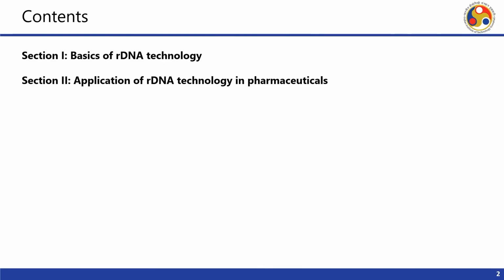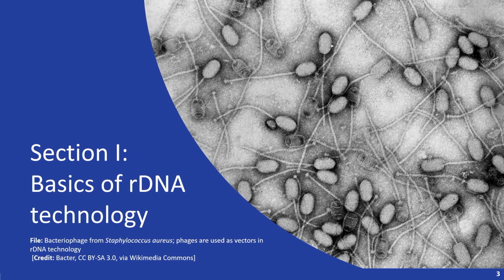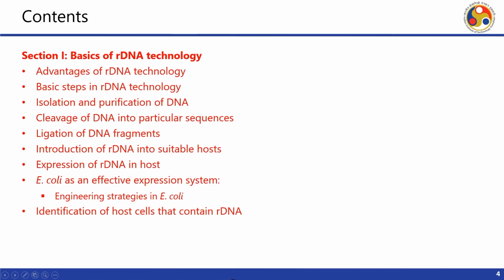So this lecture is divided into two broad sections. The first section will be dealing with the basics of recombinant DNA technology for those who are new to this technology, and section number 2 will be for the application of this recombinant technology in the production of pharmaceuticals. So let's start with the basics of rDNA technology. In this figure you can see a bacteriophage from Staphylococcus aureus, where phages are used as vectors in rDNA technology. What are these vectors? We will be discussing them soon.